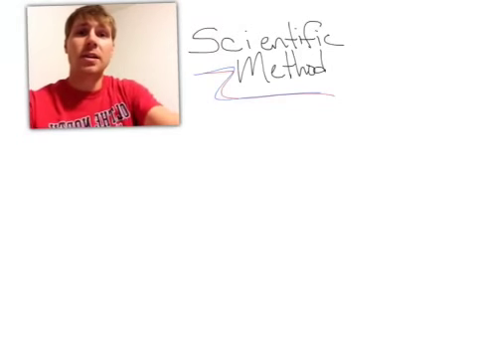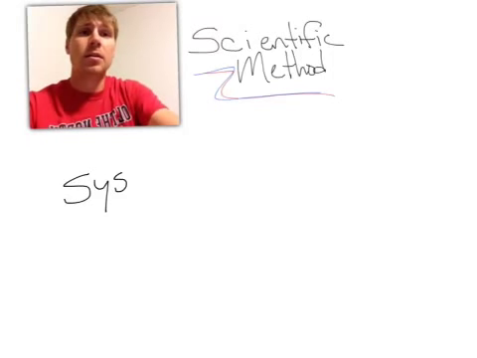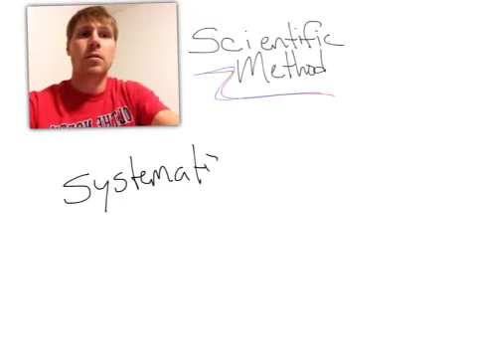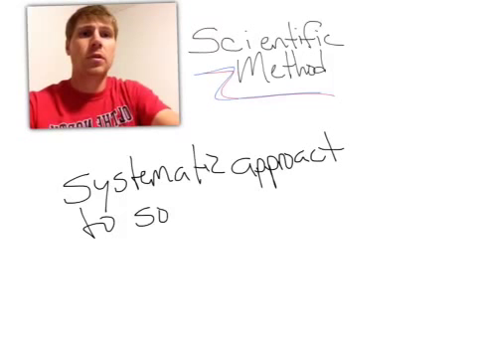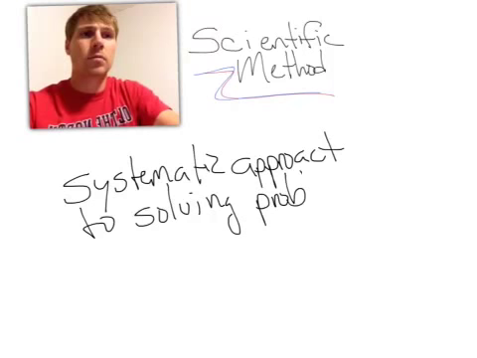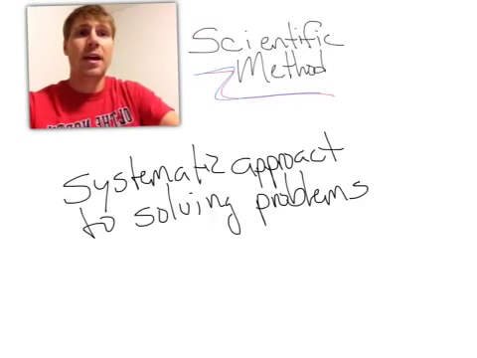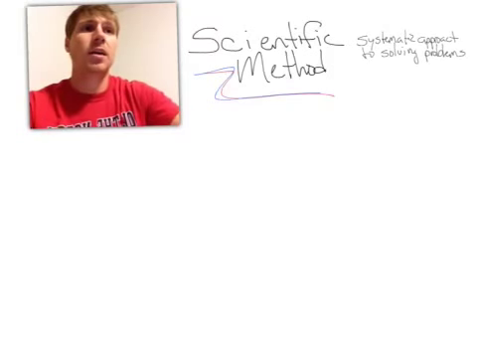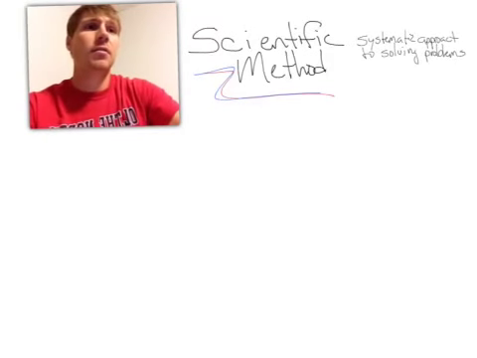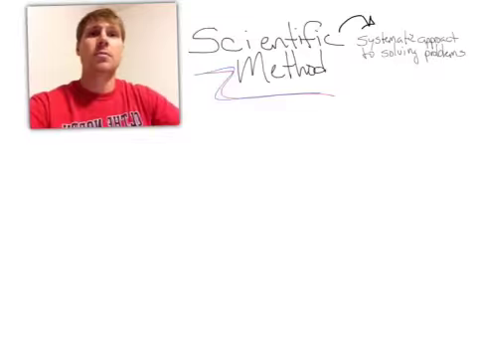So let's go ahead and get that written down as a definition. So we have a systematic approach to solving problems. All right, that's going to be our definition of the scientific method. So when we're kind of thinking of it, right, that's what we're thinking of.